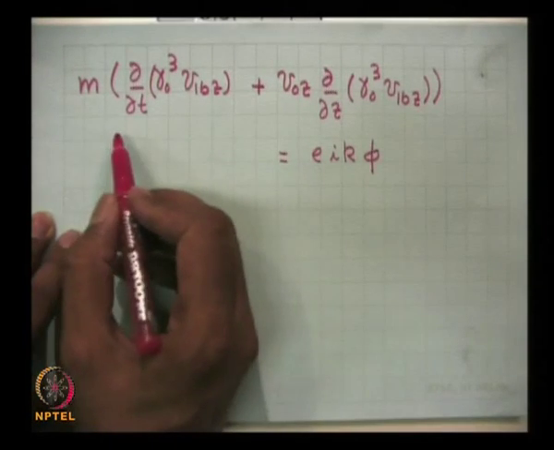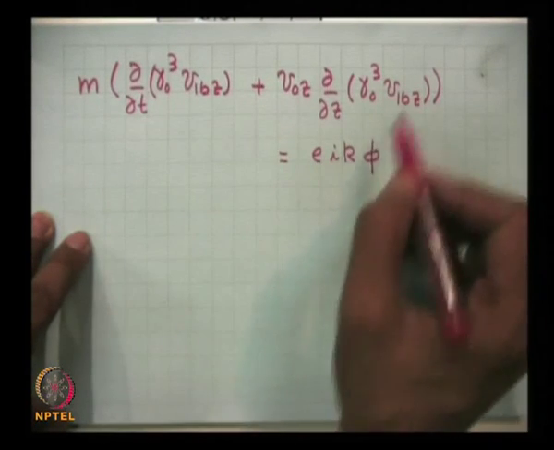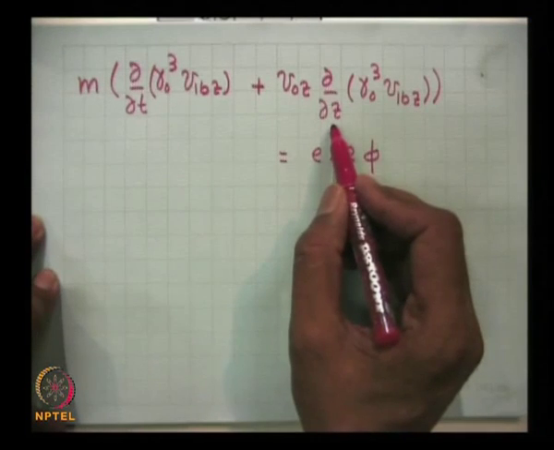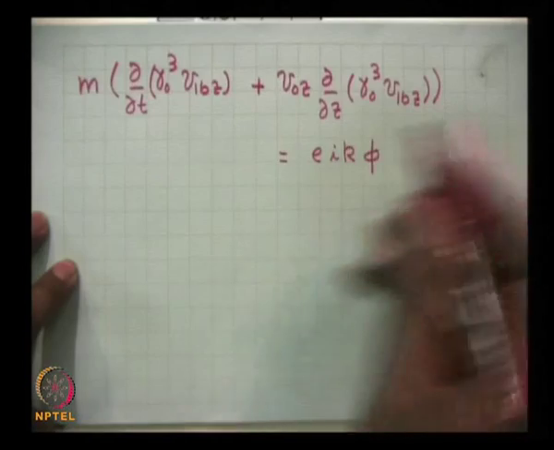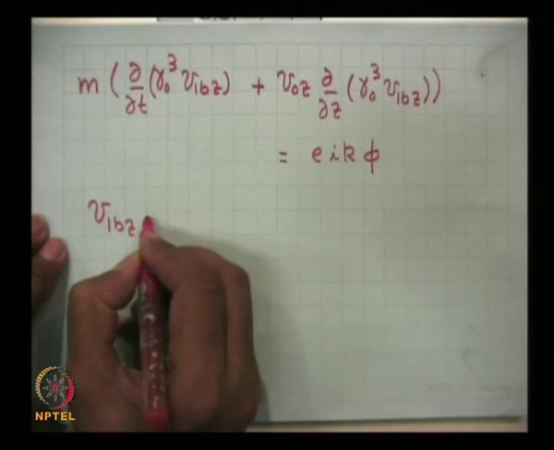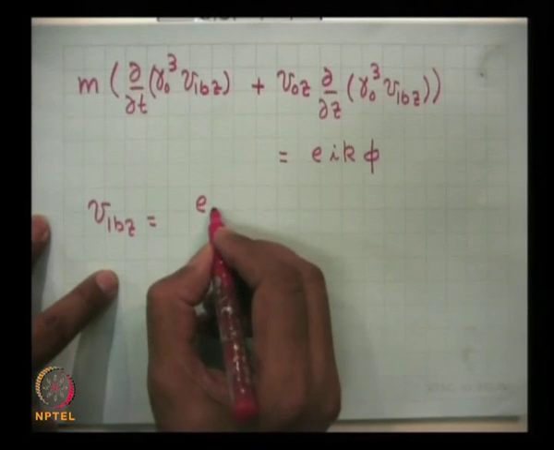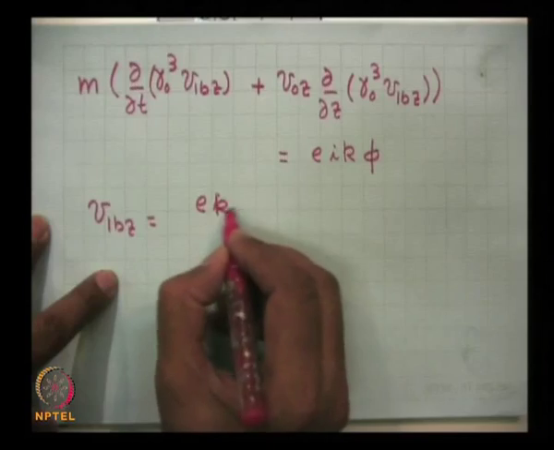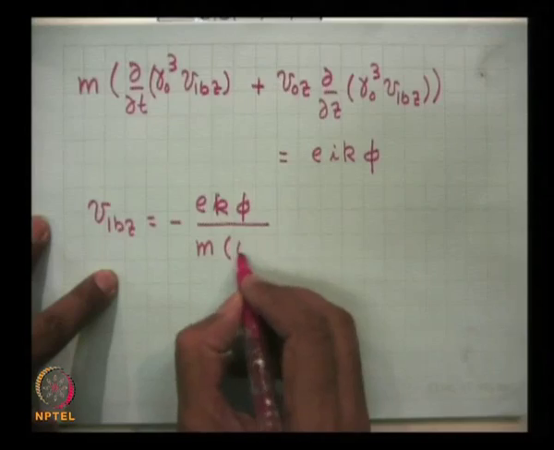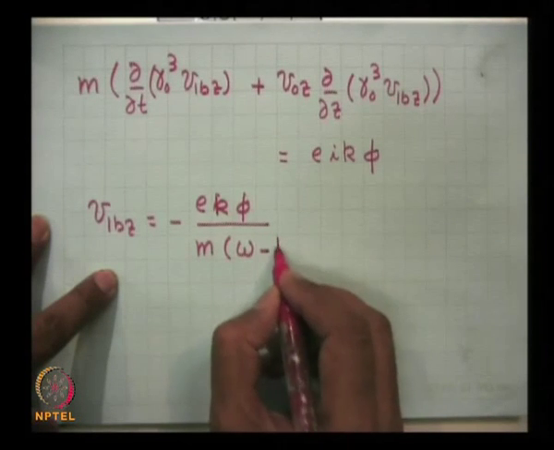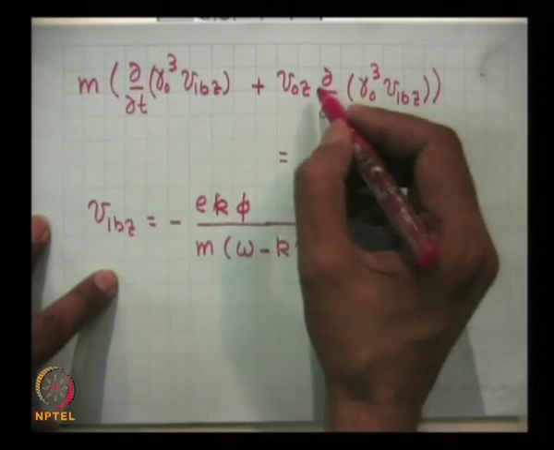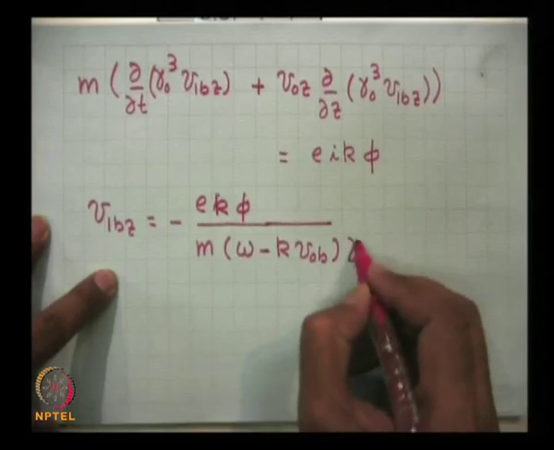Once you have obtained the linearized equation of motion, you can replace delta delta t by minus I omega and delta delta z by I k, as we have been doing, and you will obtain from here V1bz is equal to E k phi with a negative sign into m omega minus k V0b. This is V0z or V0b, actually the same thing, multiplied by gamma 0 cube.